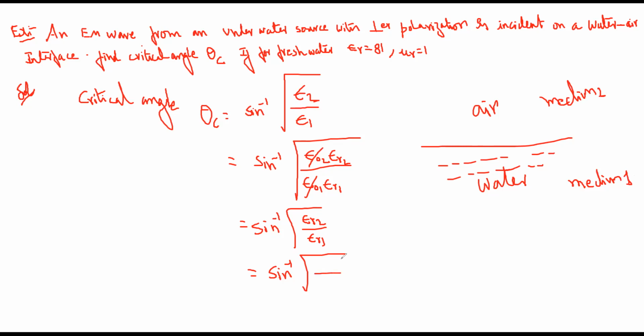Epsilon r1 is medium 1, the fresh water, and the epsilon r value of air is 1. So 1 by 81. Sine inverse of the square root of 1 by 81. The value is 6.38 degrees. The critical angle theta c we got is 6.38. It's a very important 2 marks or 3 marks example. A simple formula for the critical angle is sine inverse of the square root of epsilon 2 by epsilon 1. Got it, my students?